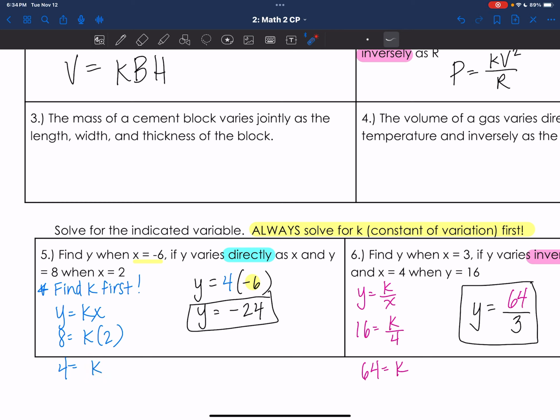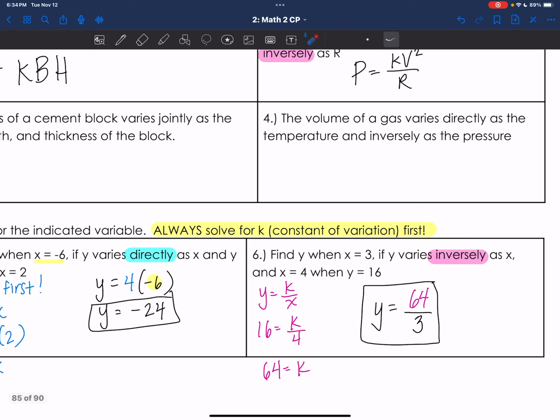Now that we know what k is, we're going to plug it in, and it wants to know when x equals -6. So that's why we're plugging this into our formula. Now that we have k, we just go y equals 4 times -6, and that's your answer. So remember, take the information here to find k, and then once you have k, plug it in here.